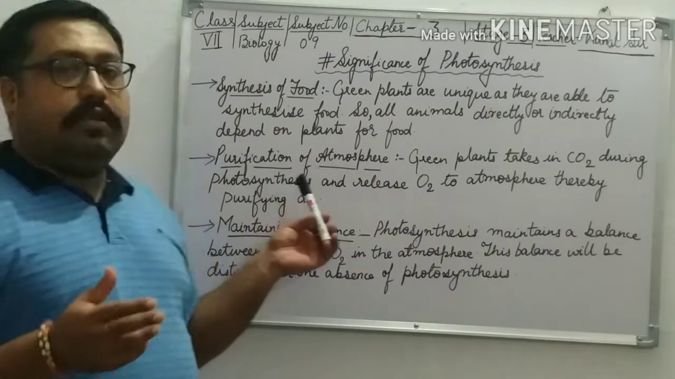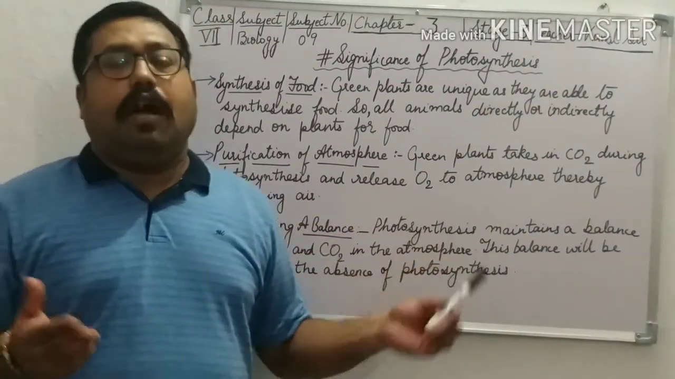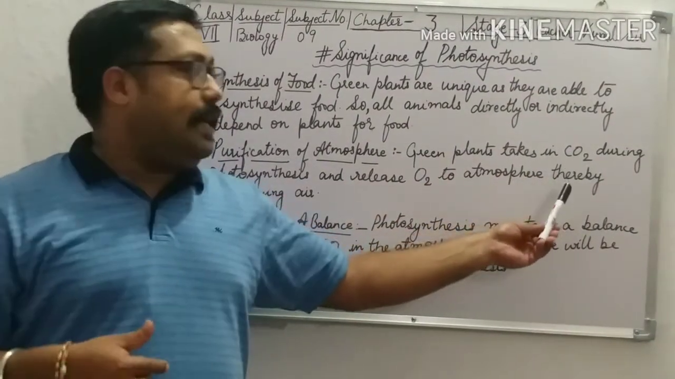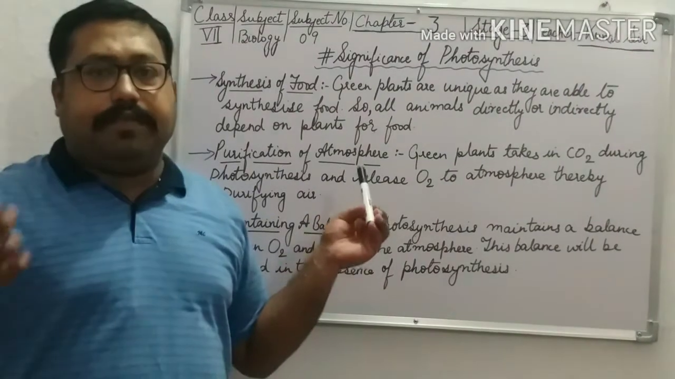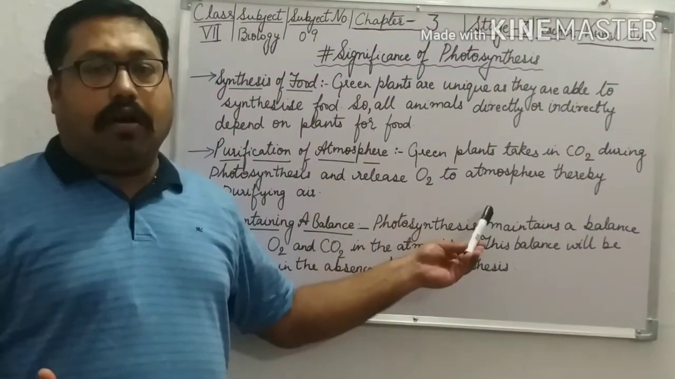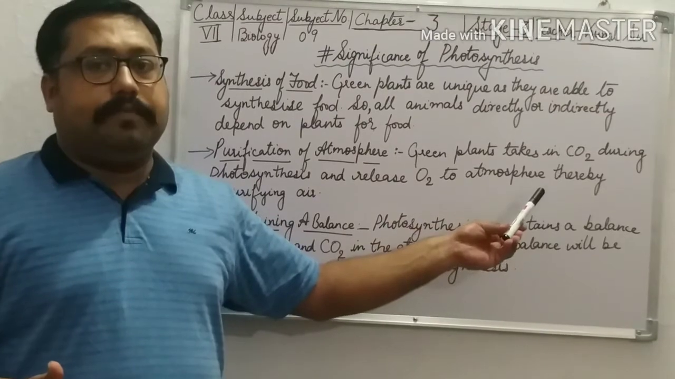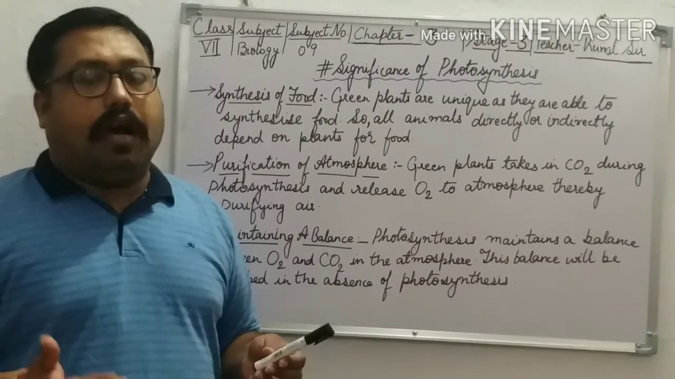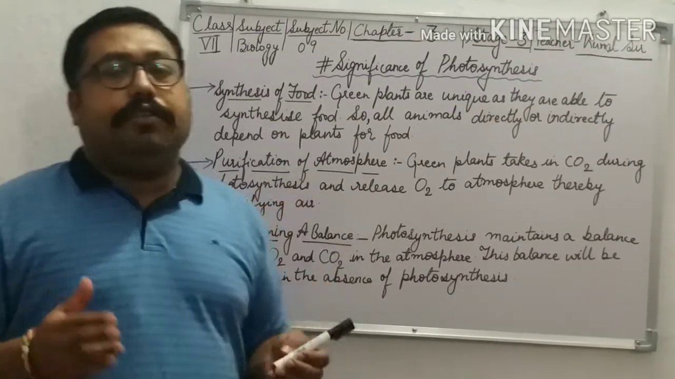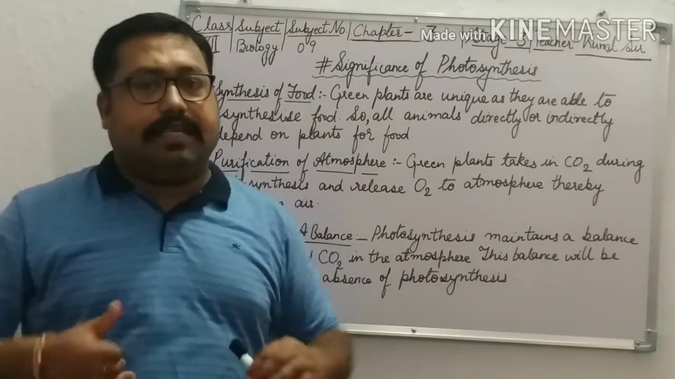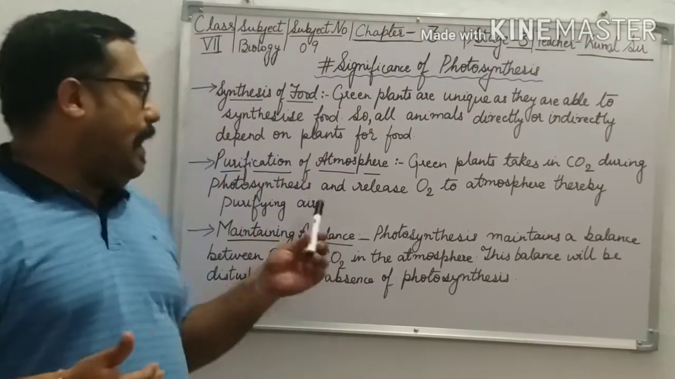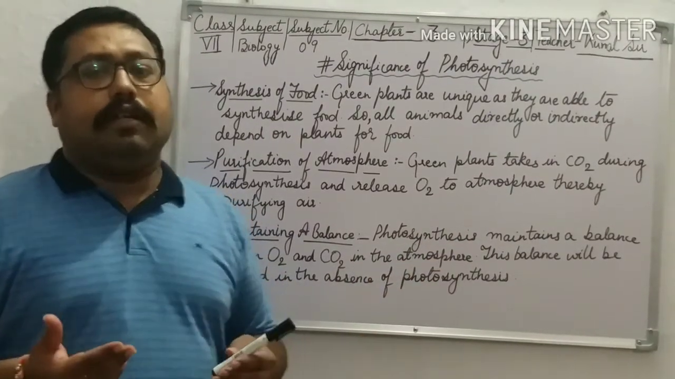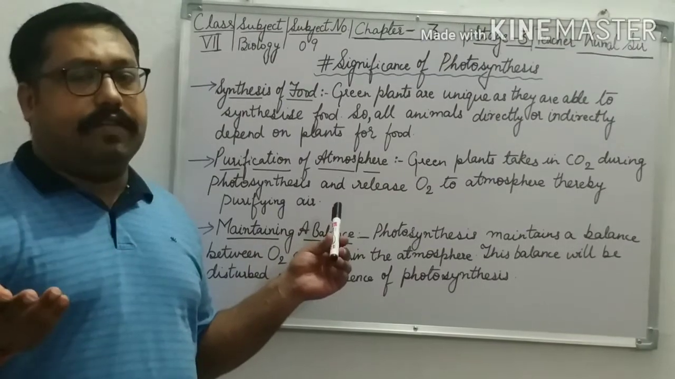Okay. Now they help in the purification of the atmosphere. How do they help in purification of the atmosphere? Green plants take in carbon dioxide gas during the process of photosynthesis, that we all know, and release oxygen to the atmosphere. So thereby they help in purifying the air of the atmosphere. During the process of photosynthesis, green plants take in carbon dioxide gas and release oxygen gas in the atmosphere. Thereby they help in purifying the air which is available in the atmosphere.